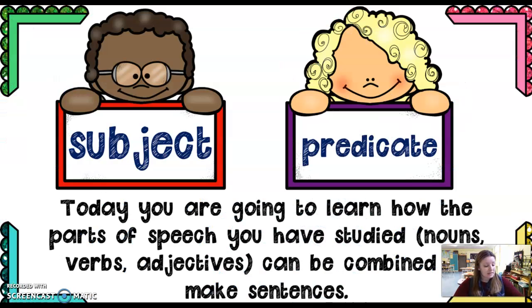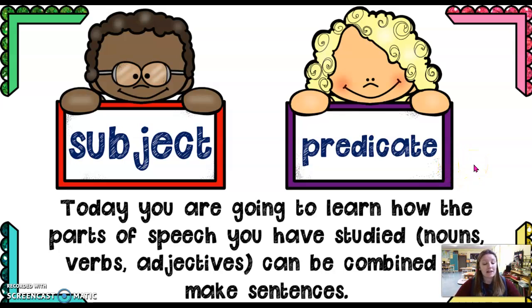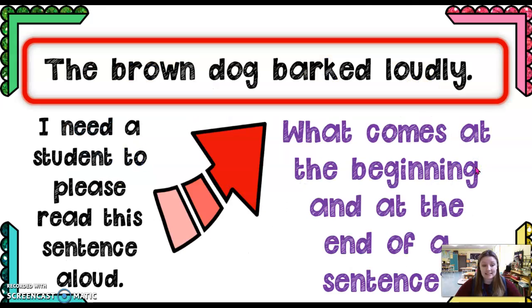All right, last piece of our lesson for today is very important, and it's something that we haven't talked about before. Today we're going to learn about how the different parts of speech that we already learned, we learned nouns, verbs, and adjectives, can be combined to create sentences. Now up here we have our young man holding the word that says subject. I want you to say subject. And we have our young lady holding the word that says predicate. I want you to say predicate. We're going to learn how subjects and predicates make up sentences today.